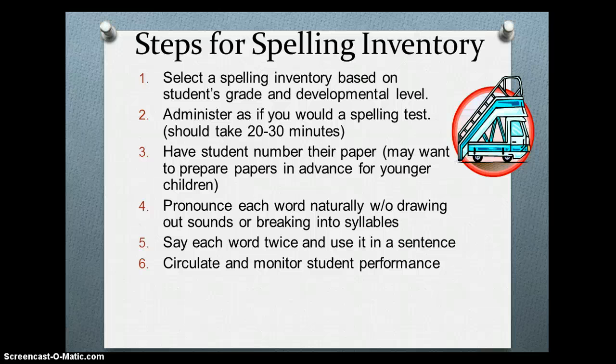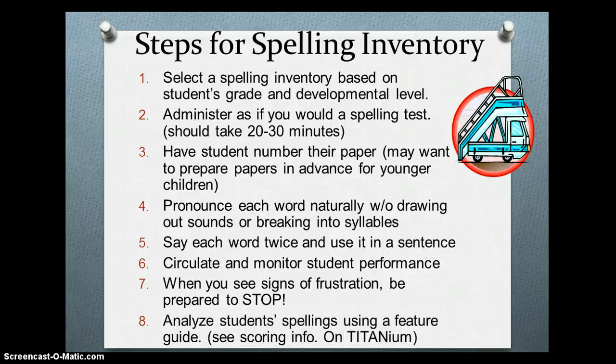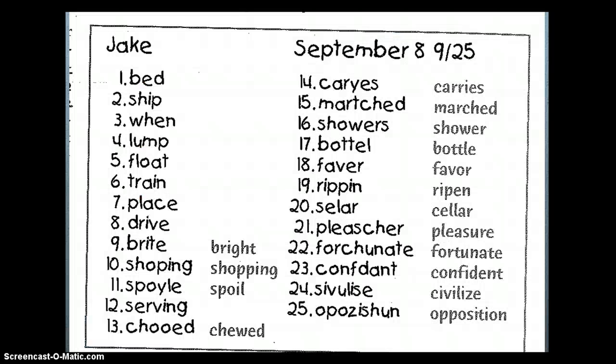Circulate and monitor student performance. When you see signs of frustration, be prepared to stop. And then afterwards, you will analyze the student spellings using a feature guide. And I put information on how to score on Titanium.